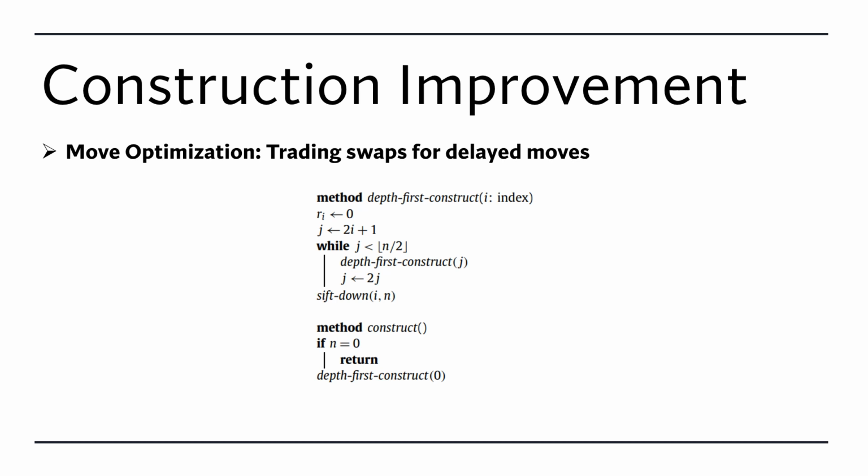The move optimization is a different version of the previous optimization, that is the depth first search algorithm. This optimization helps to reduce the bound on the number of element moves from 3n to 2n by postponing swaps done during the shift down operation. However, it is worth mentioning the number of element comparisons is unchanged.